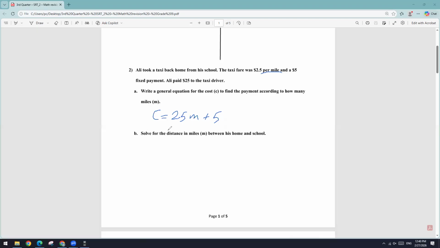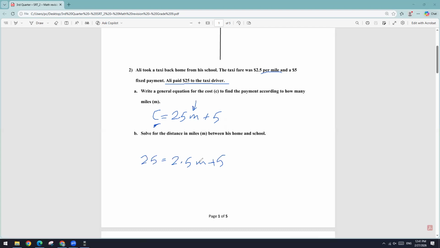Then they said, solve for the distance in miles M between his home and school. So they asked me to find M. In order to find it, C must be given. So is it given? Let's read the problem again. They said Ali paid $25 to the taxi driver. So the cost is given to find the miles. How much is it? 25. So we write the equation again. 25 is equal to 2.5 M plus 5.